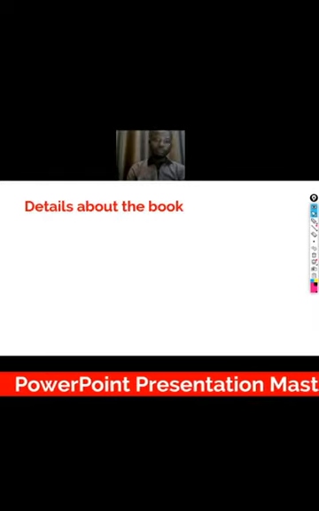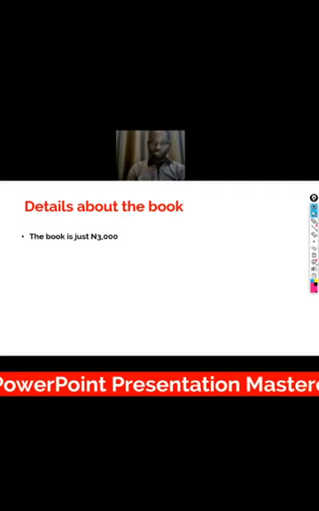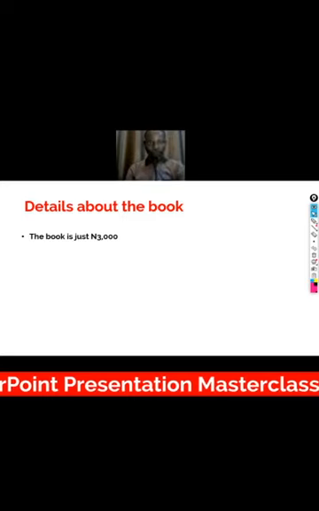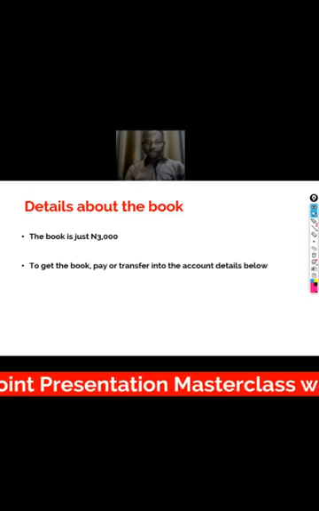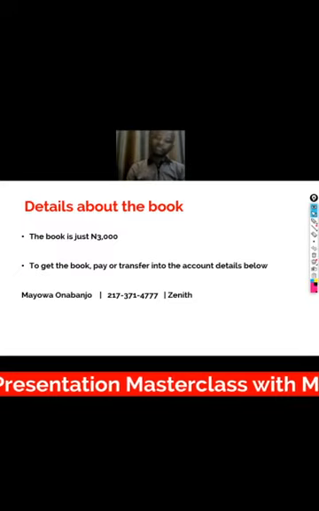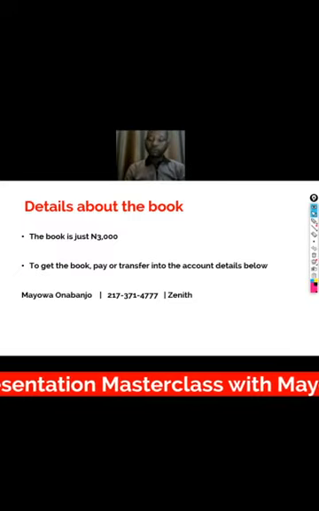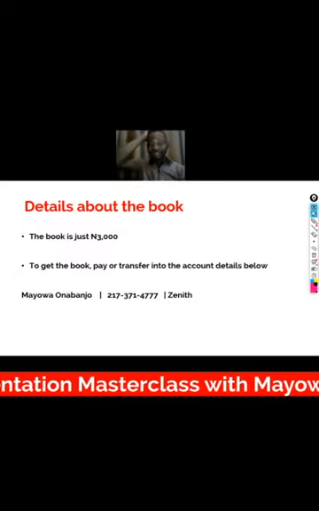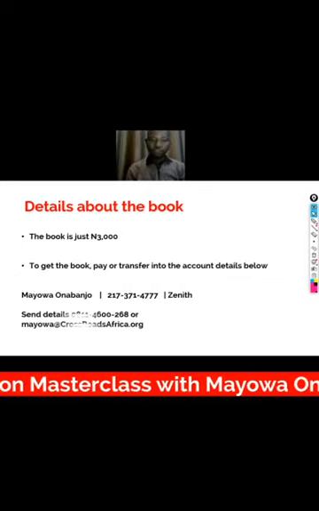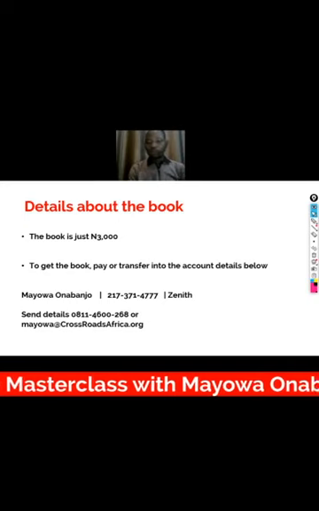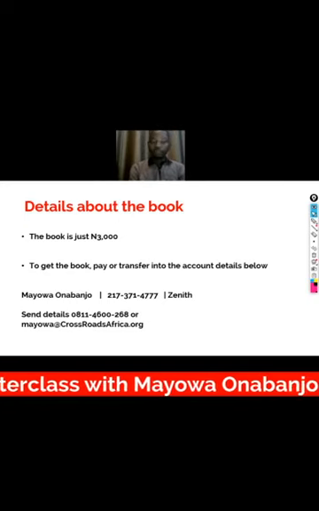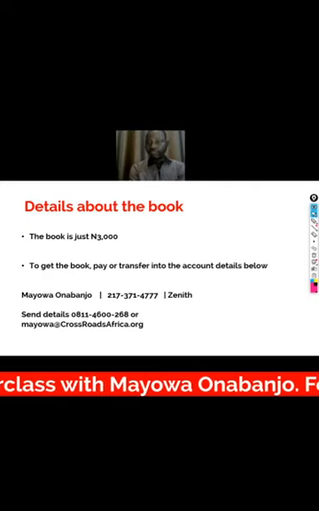Details about the book. The book is just 3,000 naira. That my book that you saw is just 3,000 naira. Once you make the payment, transfer your payment to Mayowa Onabanjo, 217-371-4777. That is Zenith Bank. Once you make your payment, send your payment details to 0811-460-268, the number you are seeing, or email me, Mayowa at Crossroad Africa. We'll send you the book.